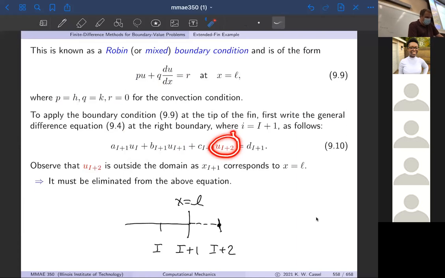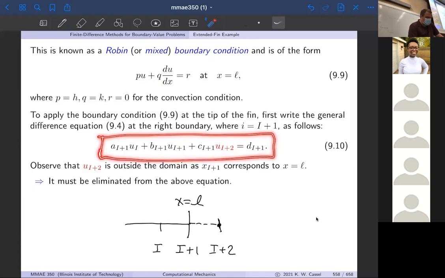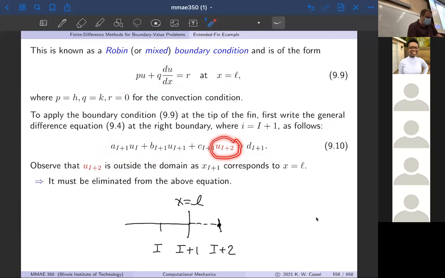Well, how do we do that? Well, this came from the governing equation itself. Let's look at the boundary condition. Let's see if we can use the boundary condition 9.9 in order to determine what U I plus 2 is, so we can use that to substitute in here and eliminate this. That's exactly what's going to happen. So I'm going to take 9.9 and finite difference it. You see the du dx in here, so use a second order accurate central difference approximation for that.